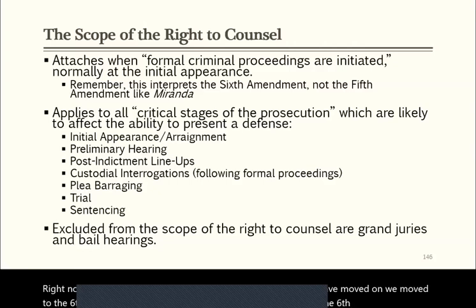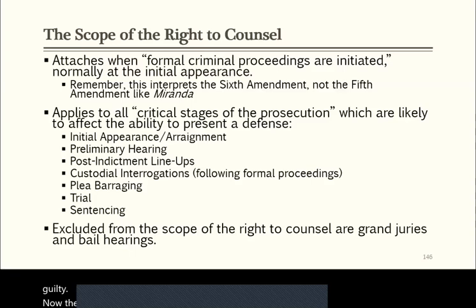The Sixth Amendment's interpretation. So generally speaking, when we talk about the Sixth Amendment's interpretation of when you get a lawyer, what the Supreme Court has told us is it applies to all, quote, critical stages of the prosecution, end quote, which are likely to affect the ability to present a defense. So what this means is you get a right to counsel at your initial appearance or an arraignment, preliminary hearing, the post-indictment lineups, custodial interrogations. So after the proceedings have started, they can't ask you any questions, they have to go through your attorney. Plea bargaining, trial, and sentencing. Those are ones that can have an effect on whether you're found guilty or whether you're found not guilty.